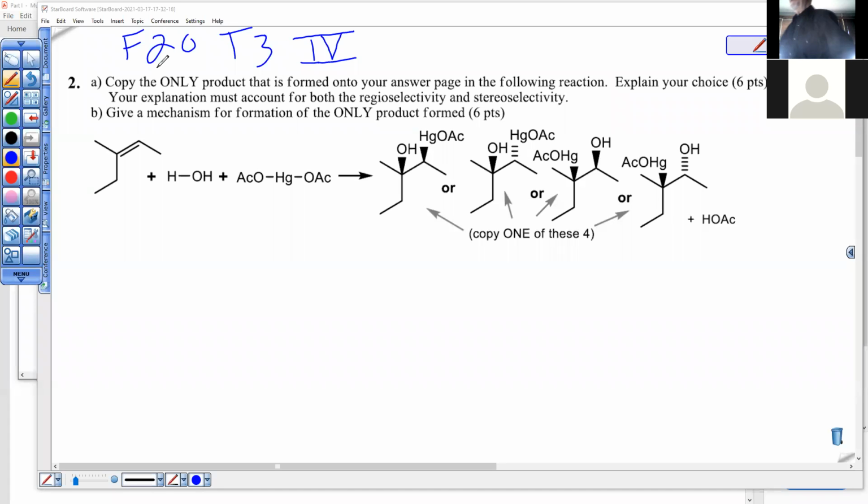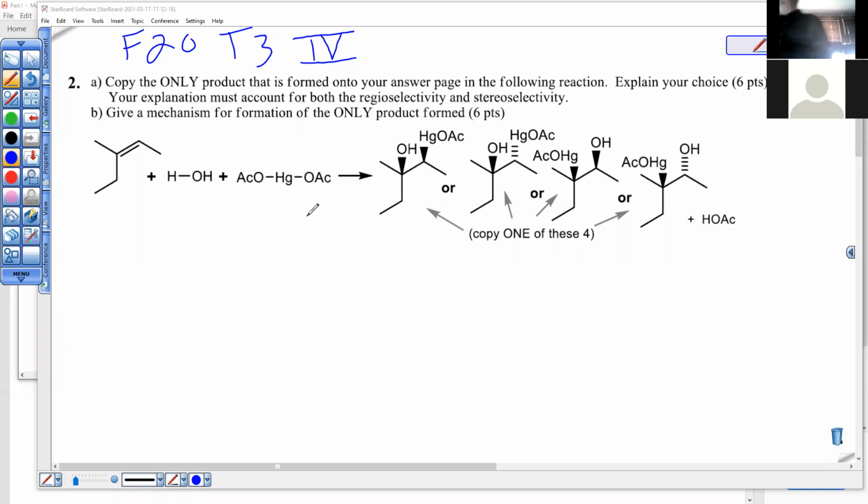All right, we're back. We're going to do Fall 2020 Test 3, Part 4, Question 2. It's another mechanism question. And here we say there's only one product formed. Explain our choice. I prefer to do the mechanism first. And this is the oxymercuration reaction, the big clue being your mercury acetate here. And it's a reaction that's done in water.